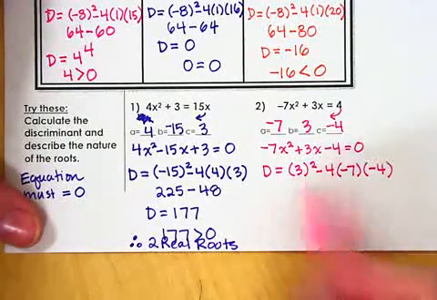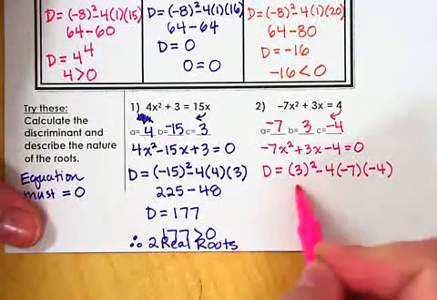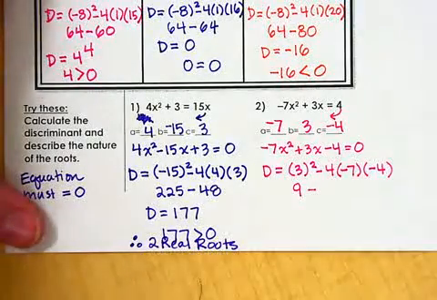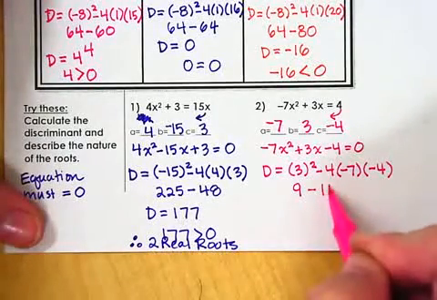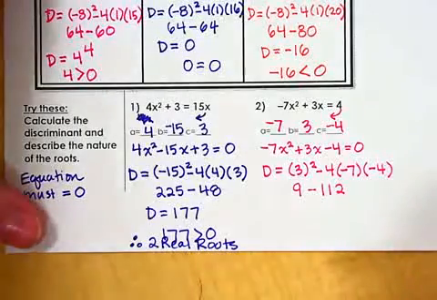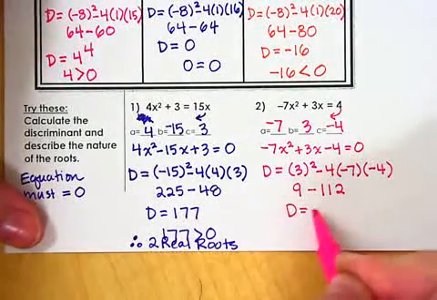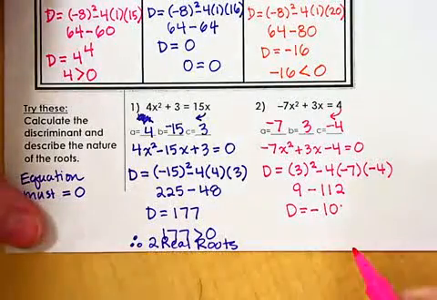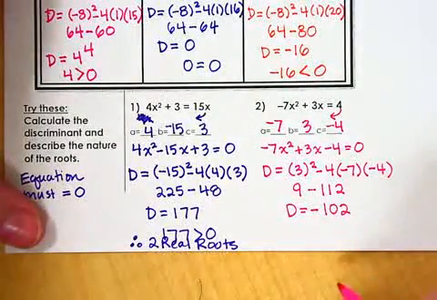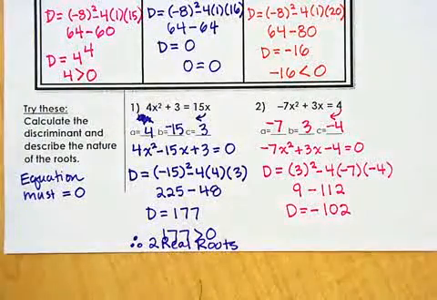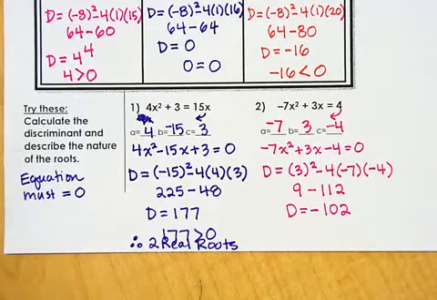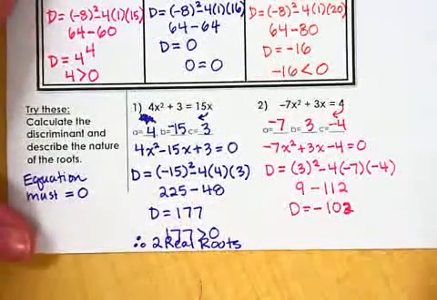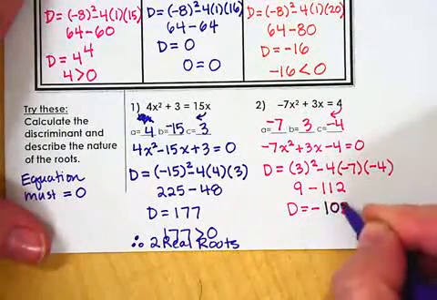Now we're going to simplify this. Again, you can type this entire thing into your calculator and get the final answer. I'm going to just go by steps. So negative 4 times negative 7 times negative 4 is negative 112. I'm going to go ahead and subtract those, and I get D equals negative 102. Is that right? 9 minus 112, excuse me, that's negative 103.